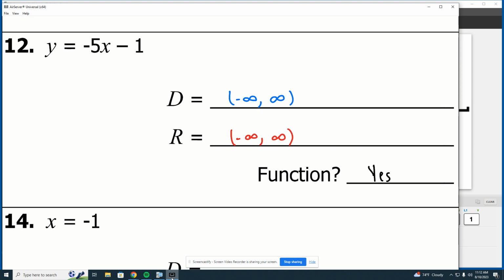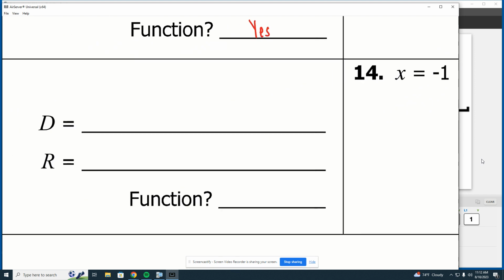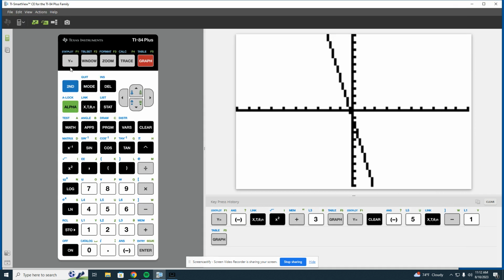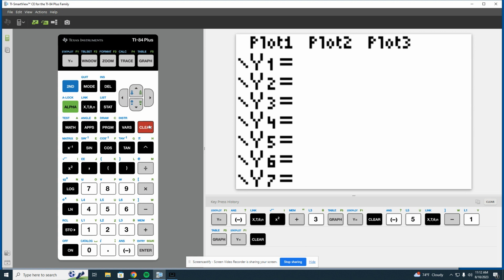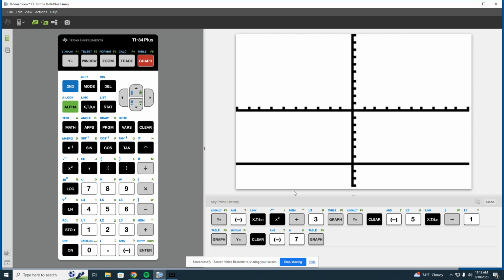So there's number 12. Let's go to number 13. It's the last one we can graph. It's the last one we can actually type into y equals. But we're just typing in -7. Now I want you to push graph and recognize what is the graph that's being graphed. What do we call that? Horizontal line. A horizontal line.